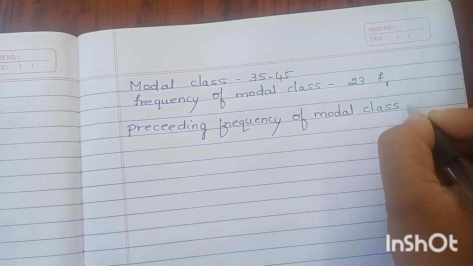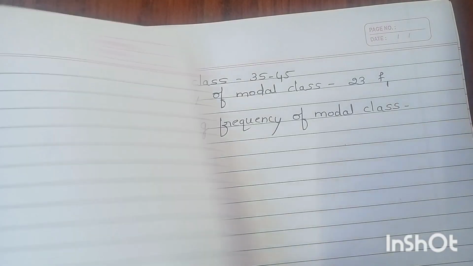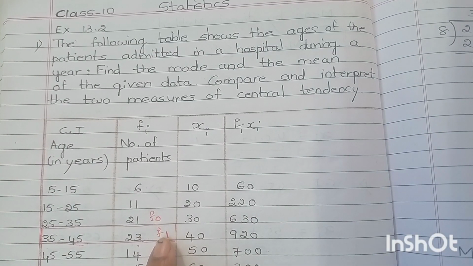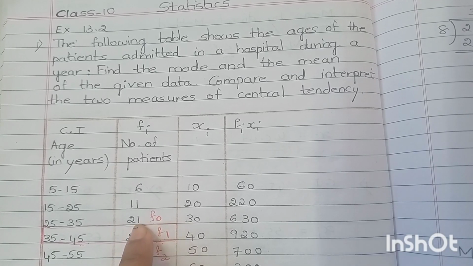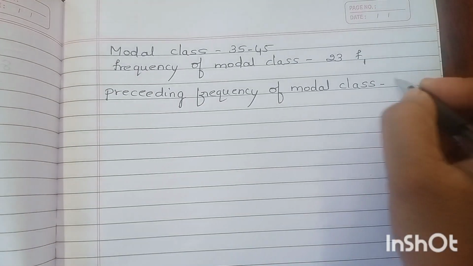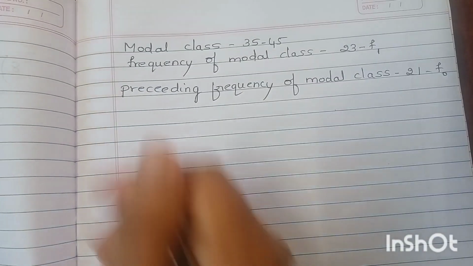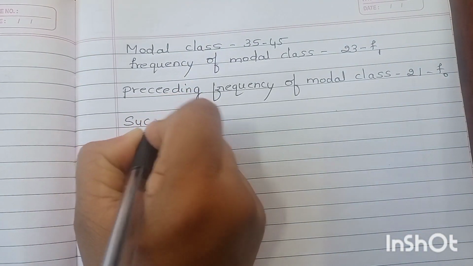The frequency which is present behind the F1. Let us look at this carefully. The frequency present behind this modal class is F0, that is 21. Okay, 21, that is F0.